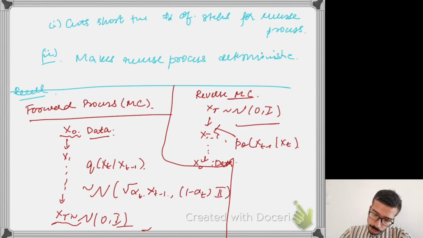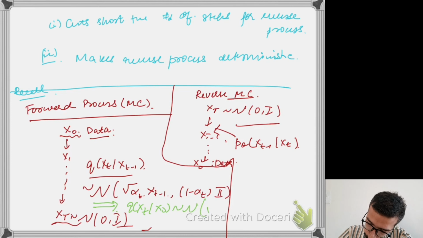Note that from the forward process, we define q of xt given xt minus 1, but we can also derive that q of xt given x0 is also normally distributed with mean square root of alpha t bar times x0 and variance 1 minus alpha t bar times identity. So alpha t bar is the product of alpha i from i equals 1 to t. We have seen this multiple times, so I'm not going to write it down.